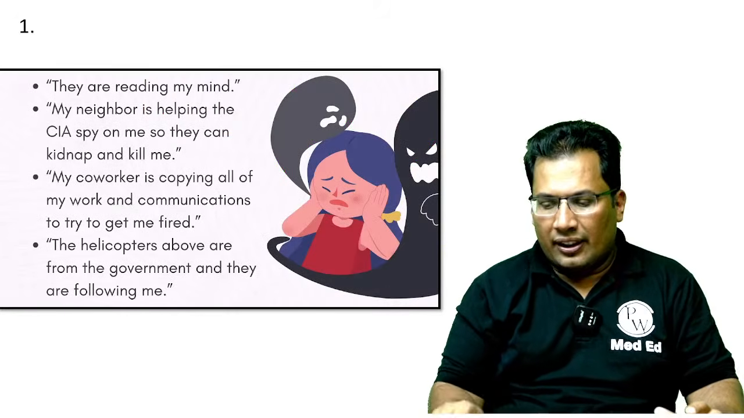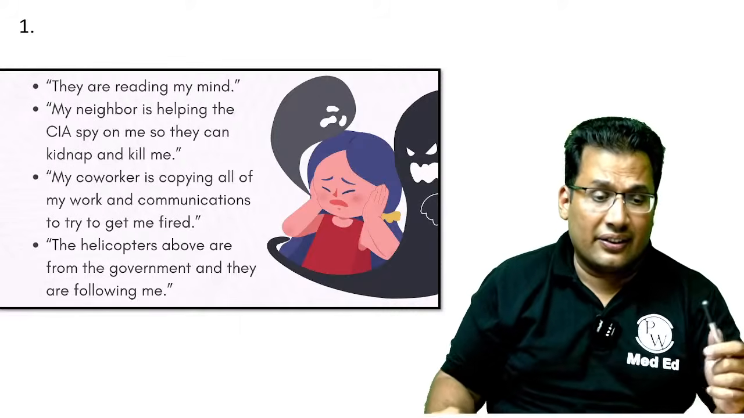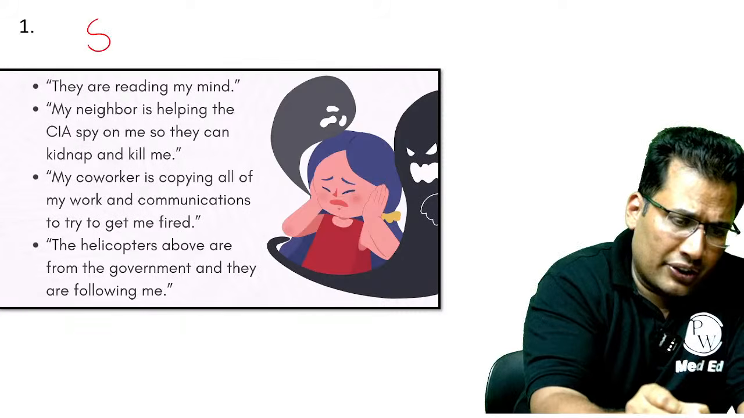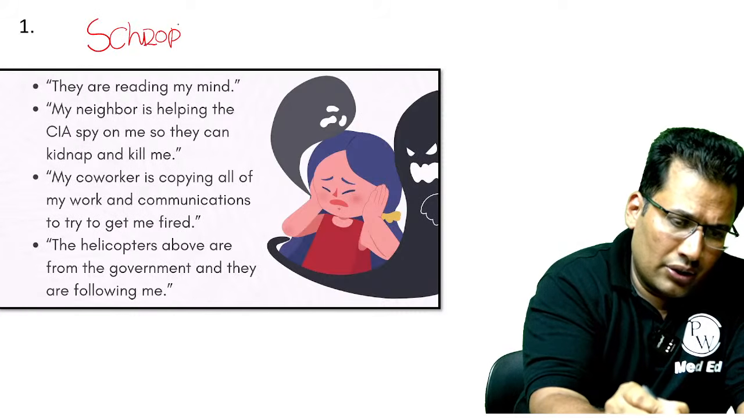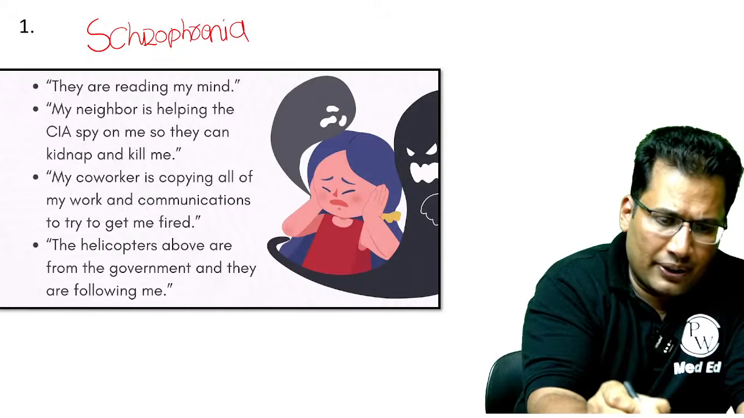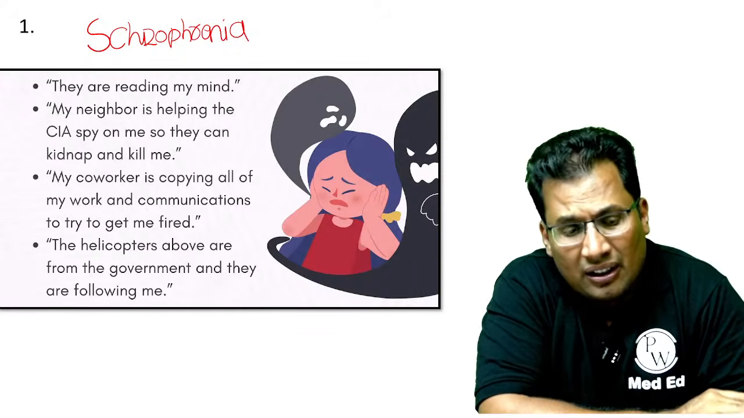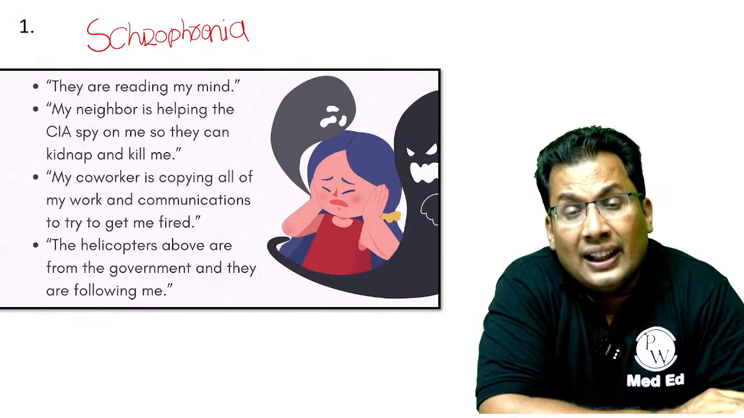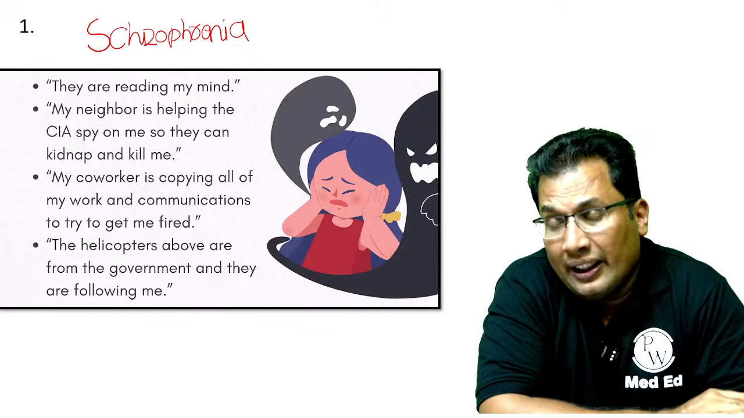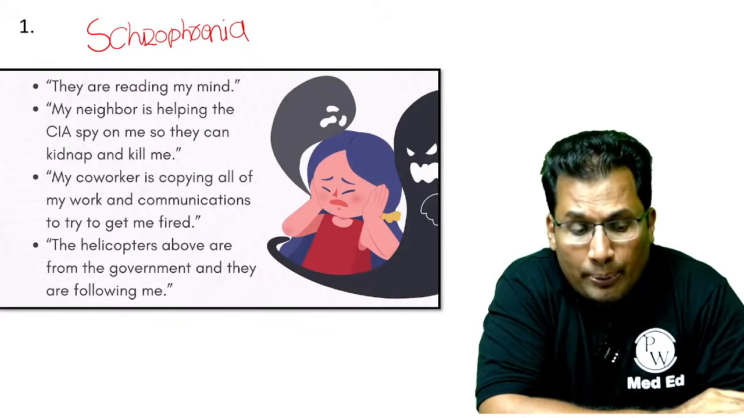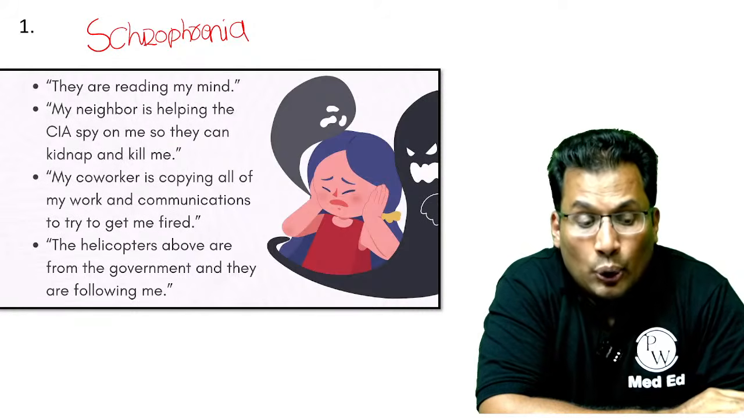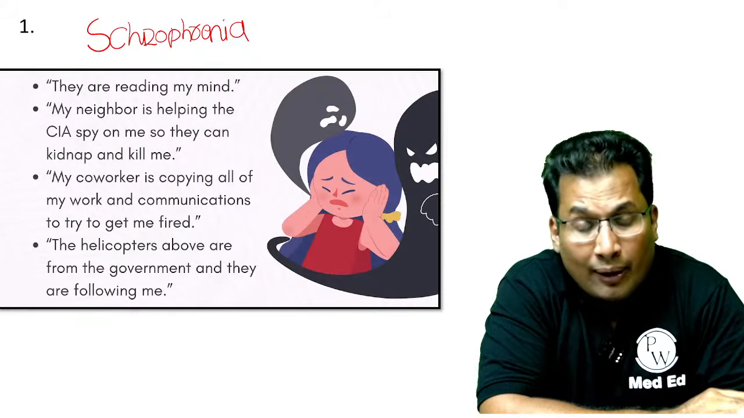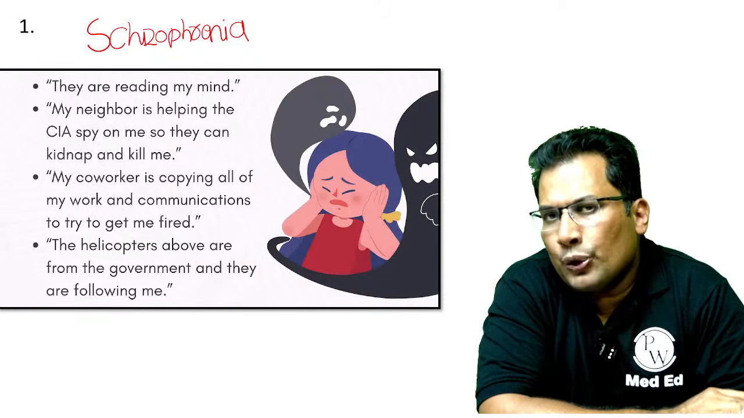Okay, now this is a very interesting question. Already I discussed. Just try to answer. A mentally ill person, a schizophrenia person, thinks that they are reading his mind. They are reading my mind. My neighbor is helping the CIA spy on me so they can kidnap me and kill me. My co-worker is copying all my work and communication to try to get me fired. The helicopters above are from the government. They are following me. So what type of delusion is this?